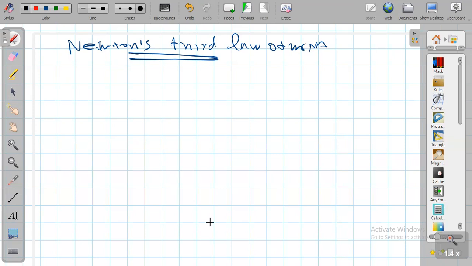Okay, third law of motion. Right. Write the definition. What is the definition? When two bodies interact with each other, they apply forces to one another. Apply forces to one another.